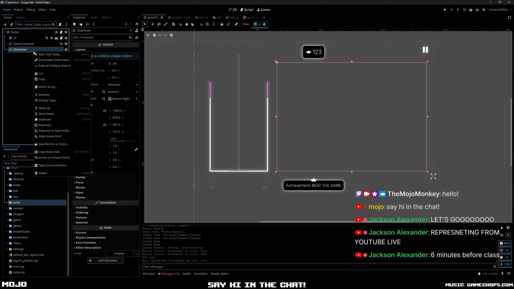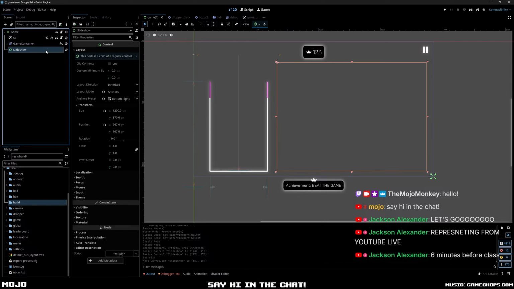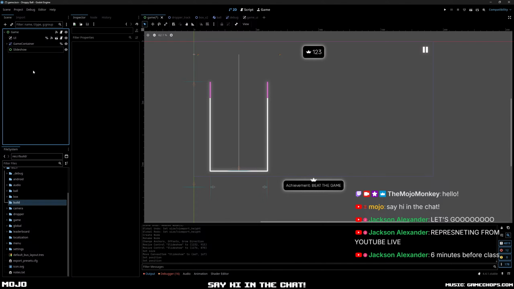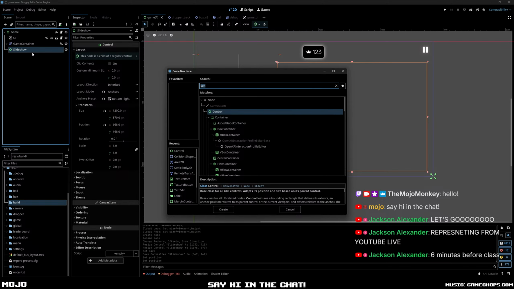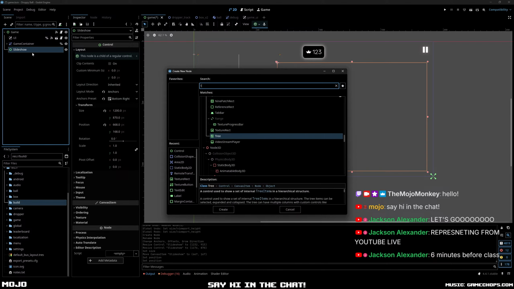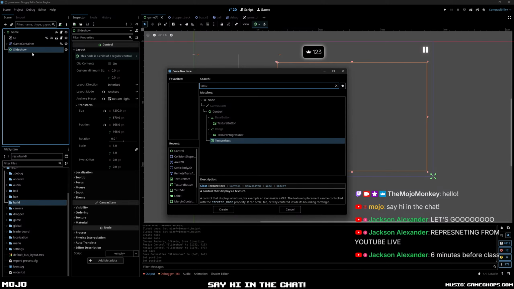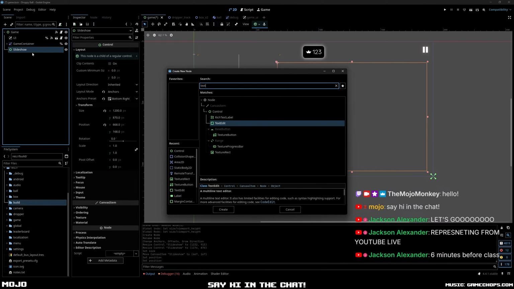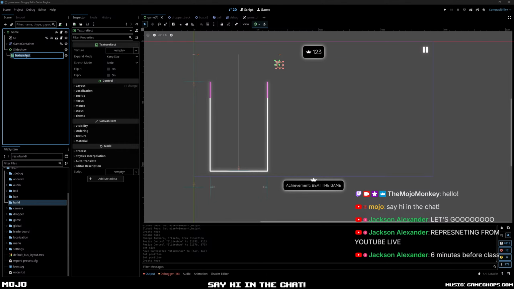Okay. Or something so I don't move it on accident. Okay, I think that's about it. I think I just do a texture now. A texture, what is it called? Texture rect, right? Yeah. And this will be an image.